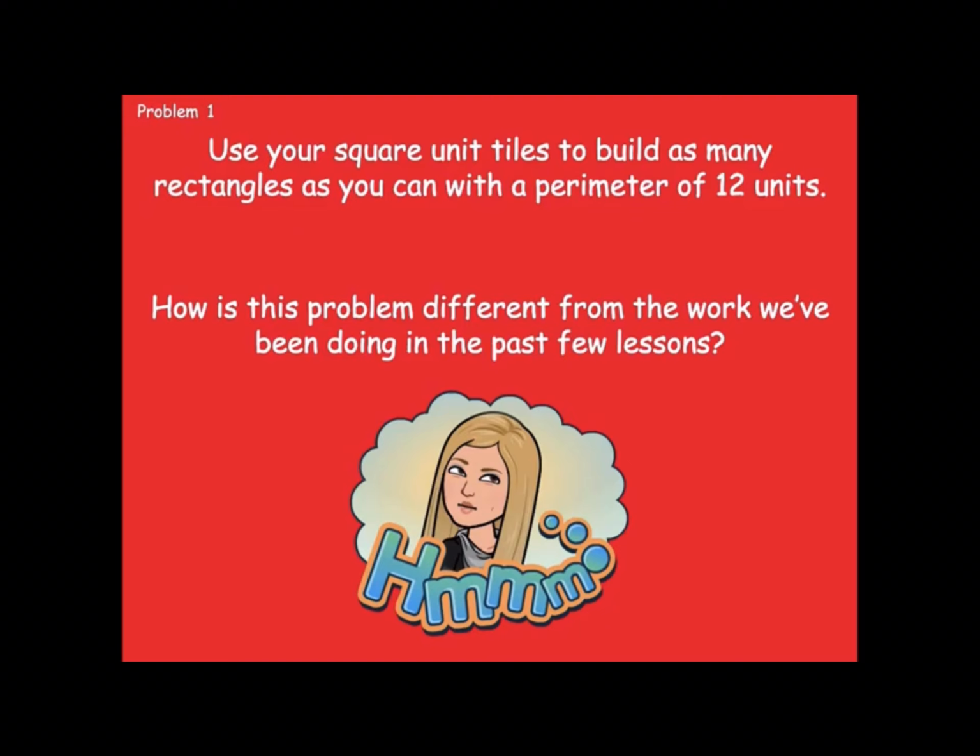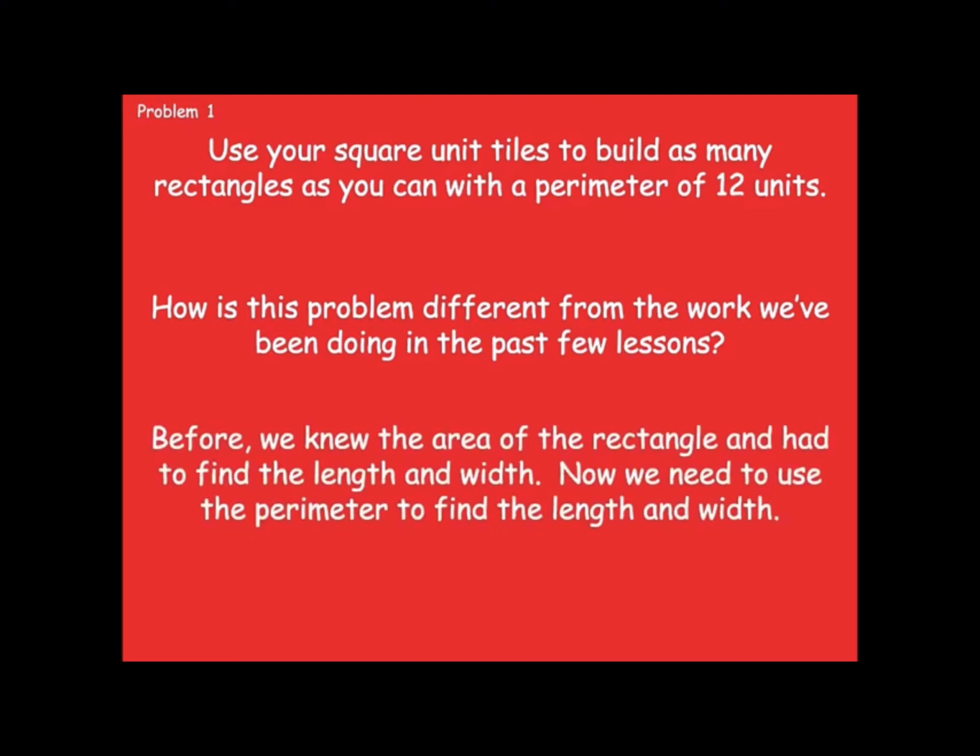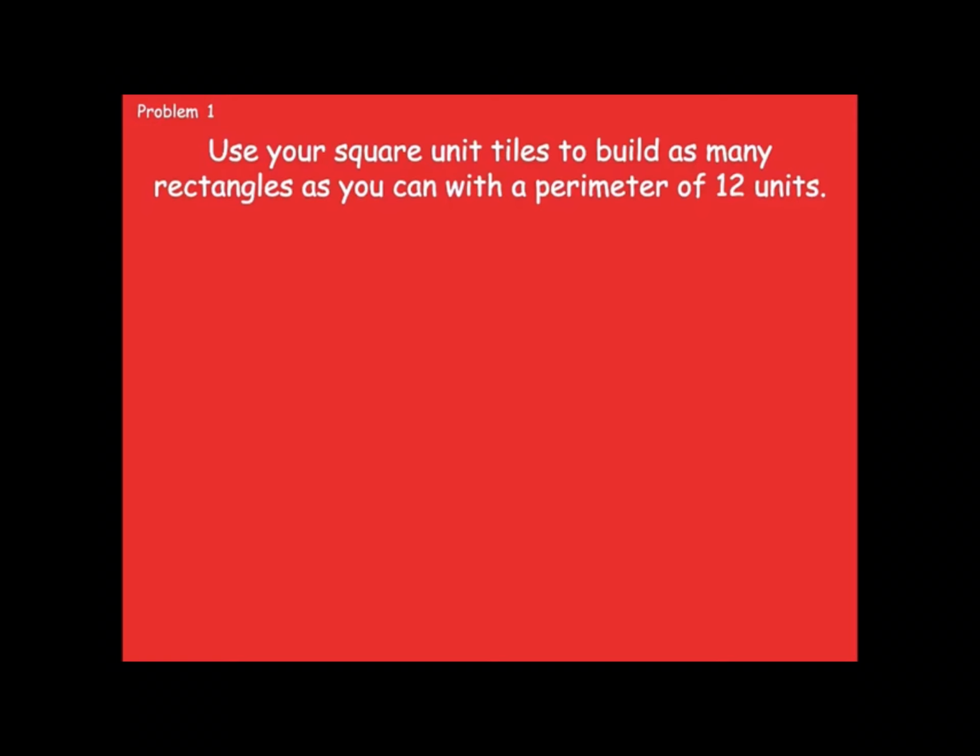Well, maybe you're not sure, right? So before, we knew the area of the rectangle and had to find the length and width. Now we need to use the perimeter to find the length and width. So we're kind of going backwards, or doing the opposite of what we did before. So now we're working with the perimeter to find the length and width. So we know the total, but we don't know individual side lengths.